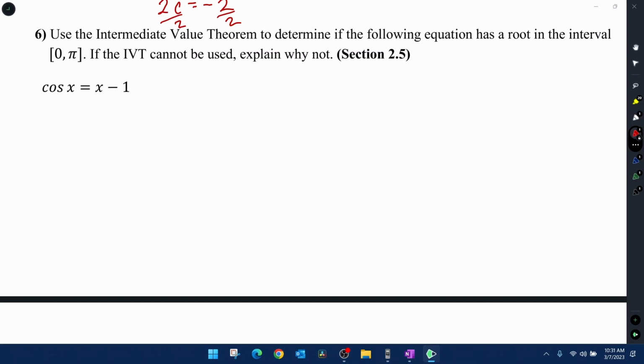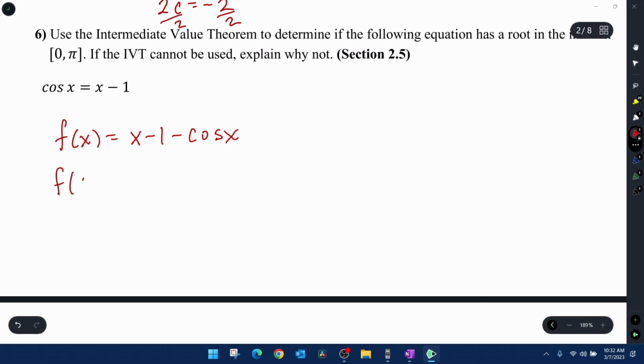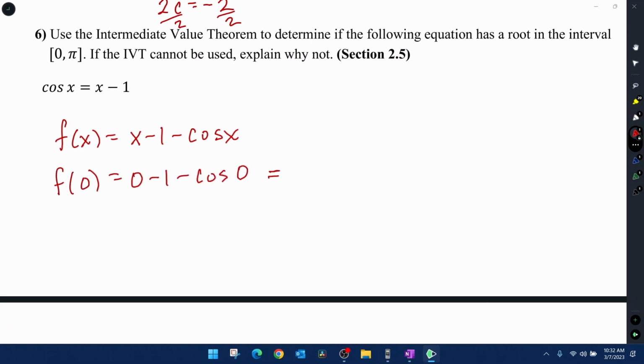Can we set this up as a function? Answer is yes. If we simply move the cosine of x over, that would set it to 0, but then we can say that's f of x. So we can write this as a function, and then what we need to do is evaluate the function at 0. Okay, so again, does anybody know the value of cosine of 0? That 1? 0 minus 1 minus 1? Is that minus 2? Yep.